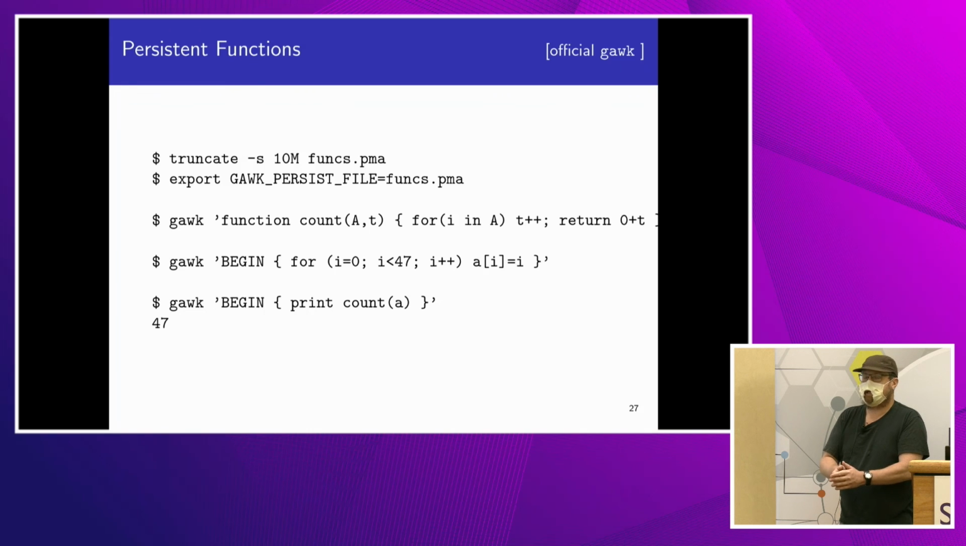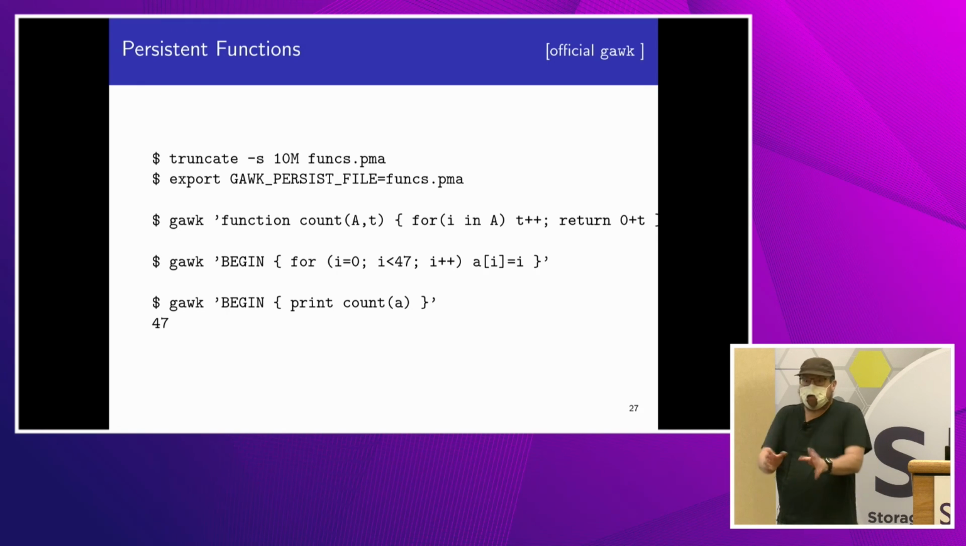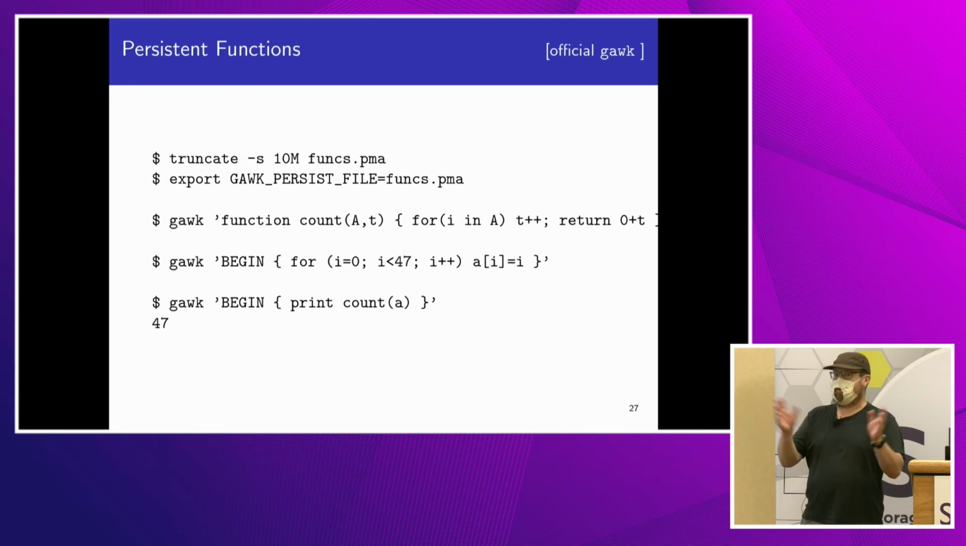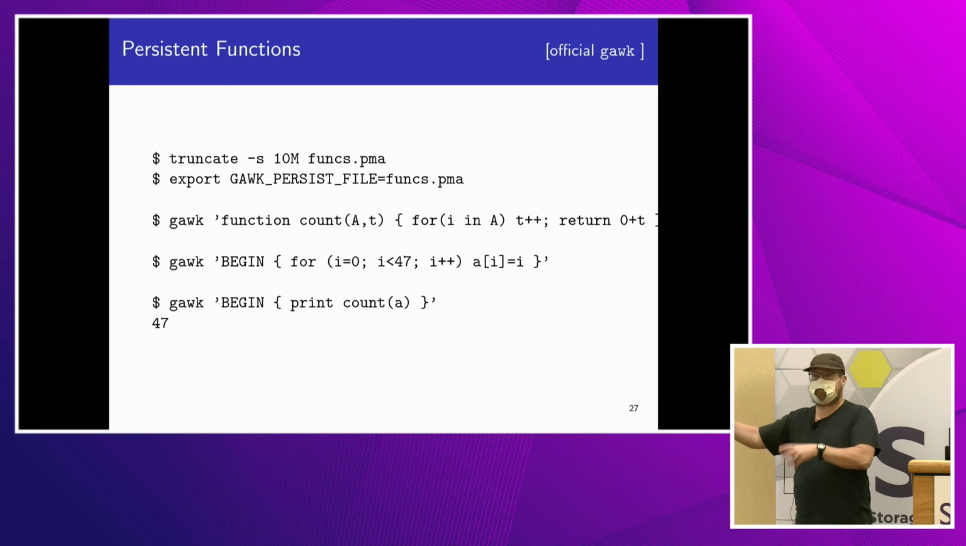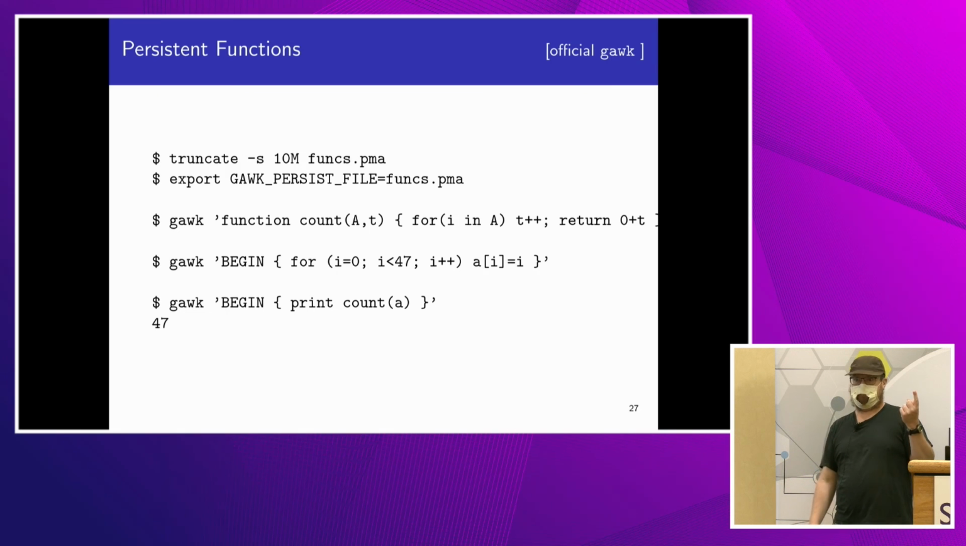What does not get deallocated is the file in the file system. When you log out of your machine, all the files that you've created are not deleted, unless you put those files in slash temp. So if you want your persistent heap to go away when you reboot the machine, put the heap file in slash temp. But if you put it in your home directory, it's like any other file. You can have as many different persistent heaps as you want, but you can only use one with a gawk interpreter at a time.